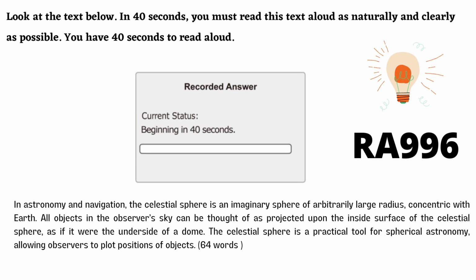In astronomy and navigation, the celestial sphere is an imaginary sphere of arbitrarily large radius, concentric with Earth. All objects in the observer's sky can be thought of as projected upon the inside surface of the celestial sphere, as if it were the underside of a dome. The celestial sphere is a practical tool for spherical astronomy, allowing observers to plot positions of objects.